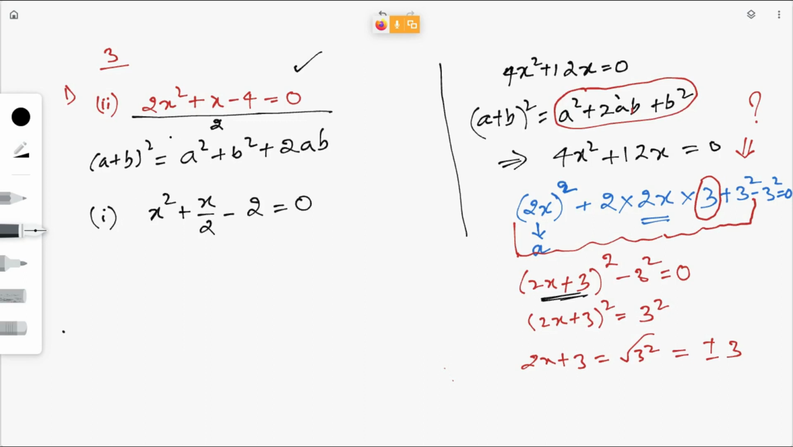So you need to just divide the whole equation by the coefficient of x square. Just divide the whole equation by the coefficient of x square. So what is the coefficient of x square here? Coefficient of x square is 2, so divide the whole equation by 2. Or what is the one more method?